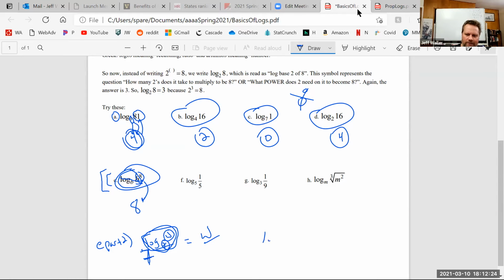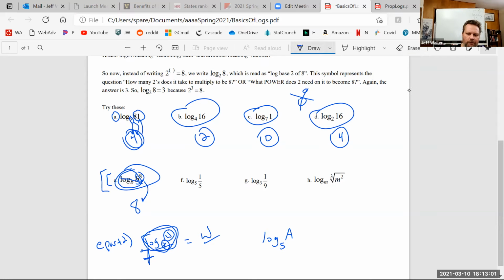So what does this represent? Somebody tell me. This is the power that does what? What does this power do? It's the power that what needs to become what? That 5 needs to become A. Right up here, for example, why was the answer 2? Because what power does 4 need to become 16? 2. So this represents the power that 5 would need on it to become A.